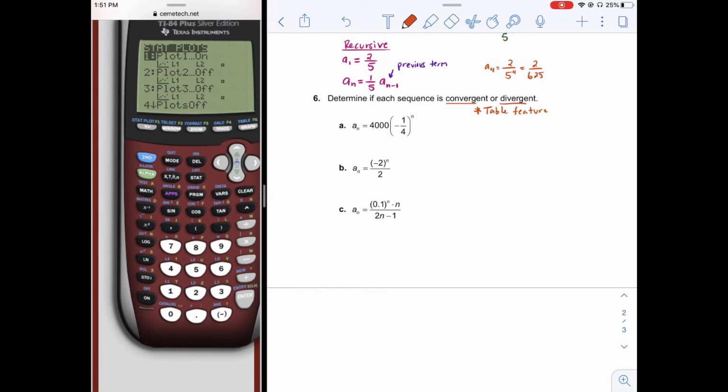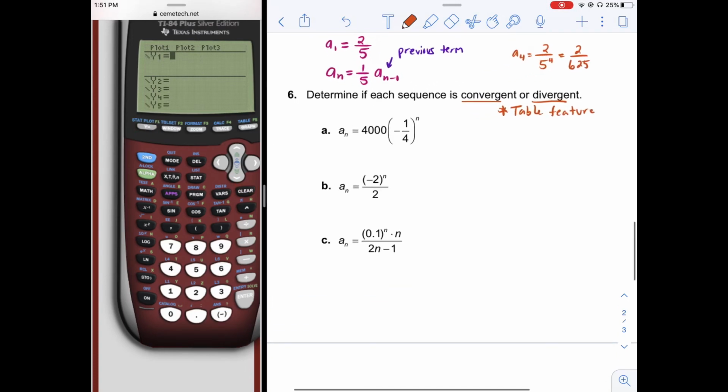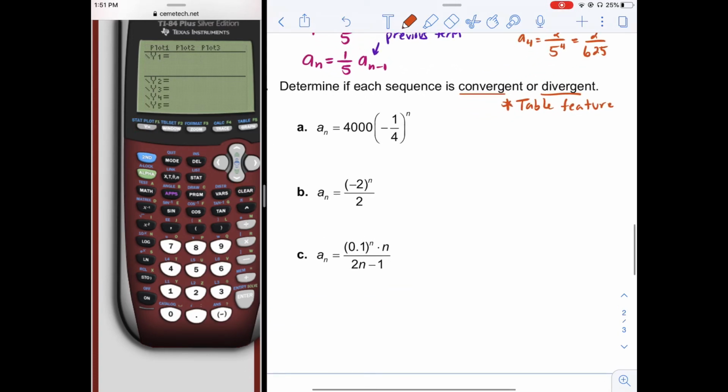First, since it's off, I'm going to make sure that my plots are off. Remember, we don't want those. What we're going to do is we're actually going to go in and we're going to graph this value. So this would be 4,000 times -1/4 to the x power. Now I've showed you where to find the table before.